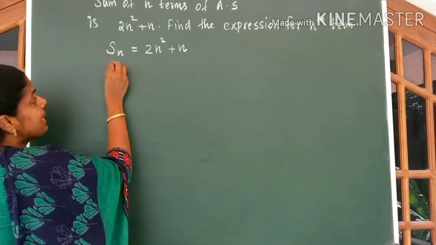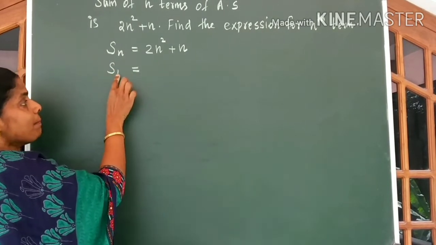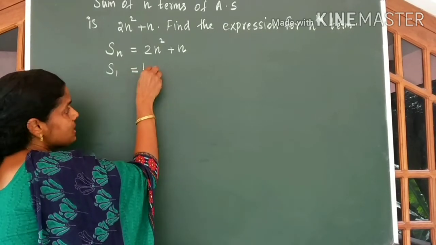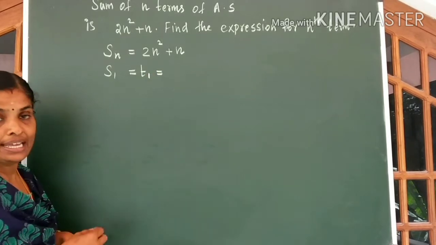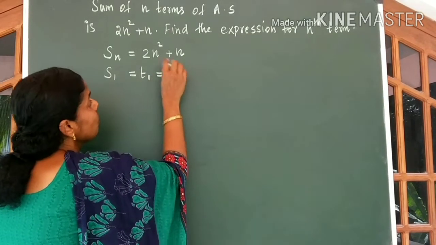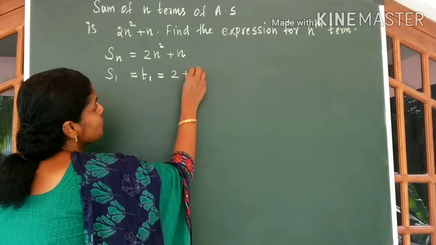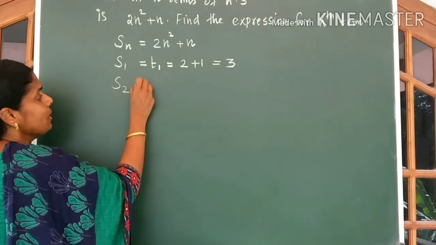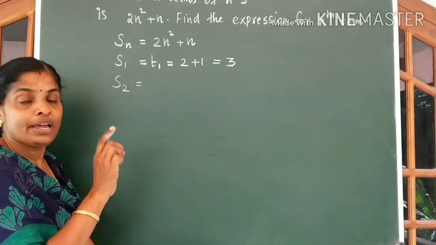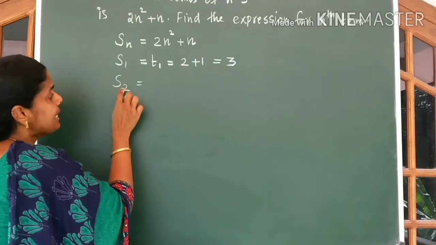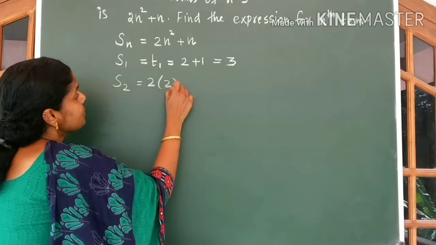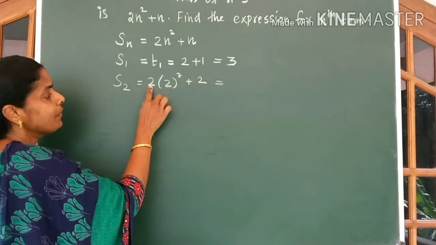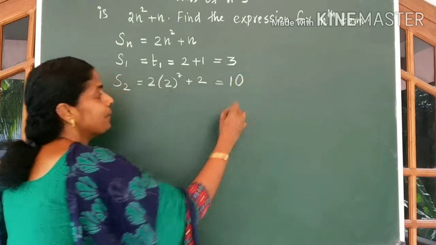From this, let me write S1. What do you mean by S1? Sum of one term. Otherwise, we can say S1 and T1, they are one and the same. You will get 2 into 1 square plus 1. That is 2 plus 1, which is equal to 3. Now let us write S2. What is S2? Sum of first and second term. S2 will be equal to 2 into 2 square plus 2, which gives you 2 square, 4 2s are 8, plus 2, which is equal to 10.